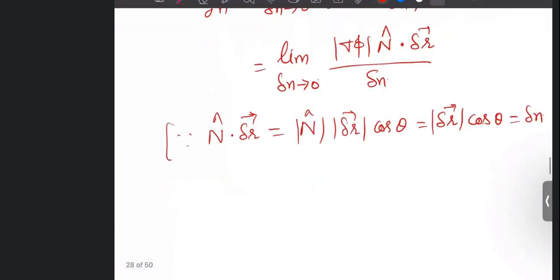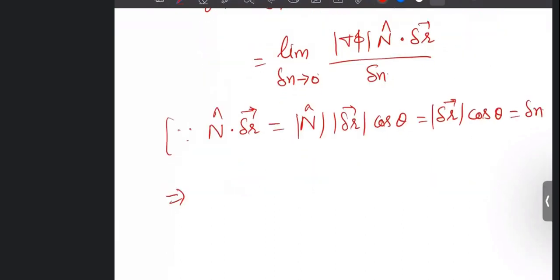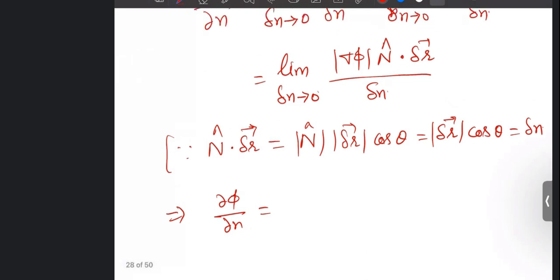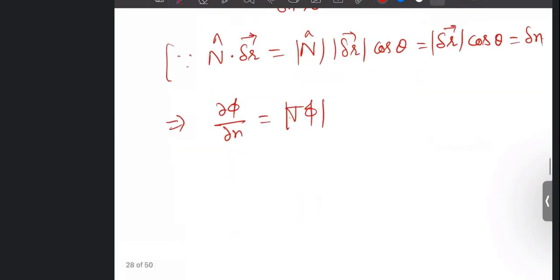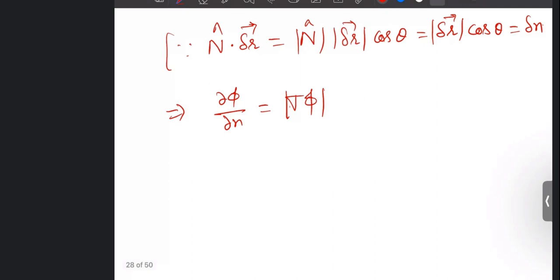In the above one, this implies ∂φ upon ∂n will become, that is, this is equal to |∇φ|. This complete is just one, this n̂ · δr will become the δn, that δn cancels with this δn, only left behind the gradient of φ, that is gradient of φ magnitude.